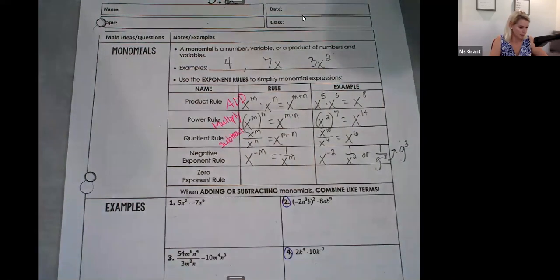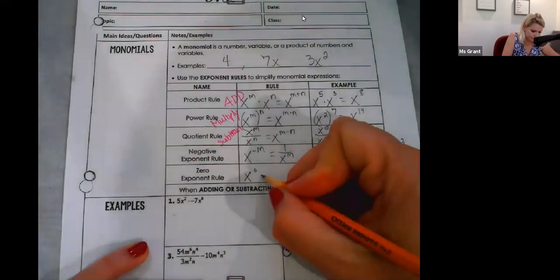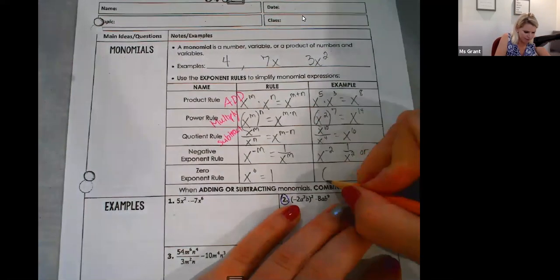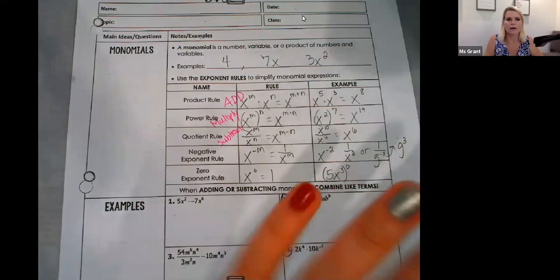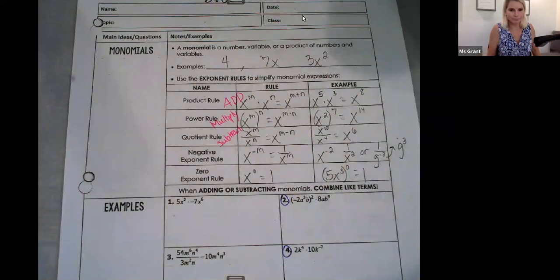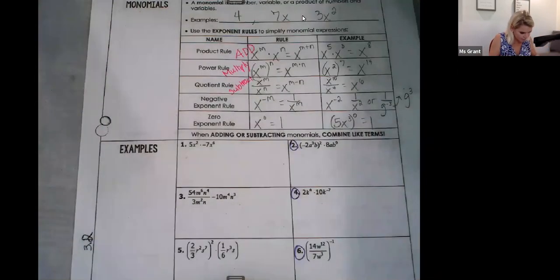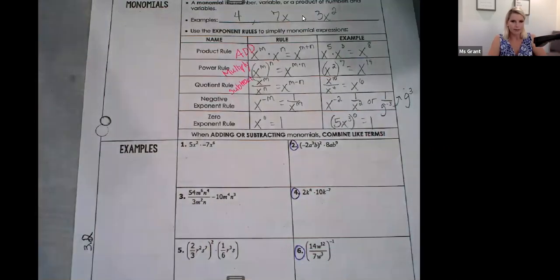Okay. Zero exponent rule. Anything to the zero power is one. Anything to the zero power. Five, x to the third, all raised to the zero power. Still one. Okay. So here we go. We're going to start adding and subtracting now. Combine like terms. Or actually, when we add and subtract, we're just doing examples now. Sorry, not quite yet.